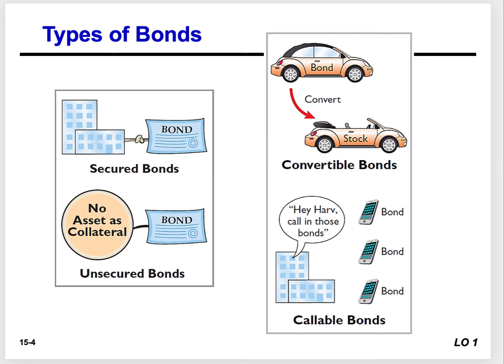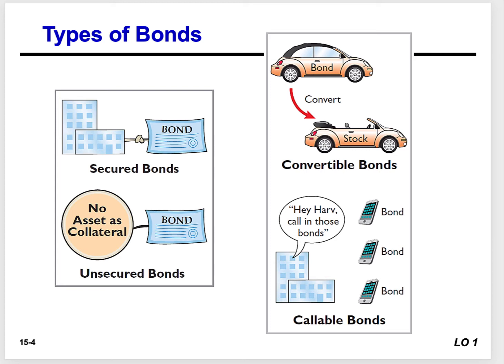Well, if they can't pay me, I could take that asset, make them sell that asset and give me cash. An unsecured bond says there's no asset pledged for collateral. What then are the bondholders trusting? Well, unsecured bonds are issued against just the general credit of the borrower, right?